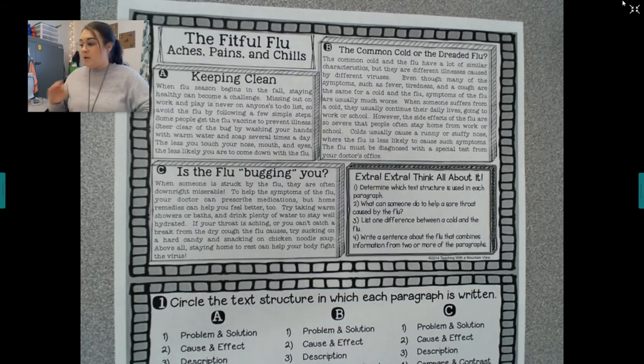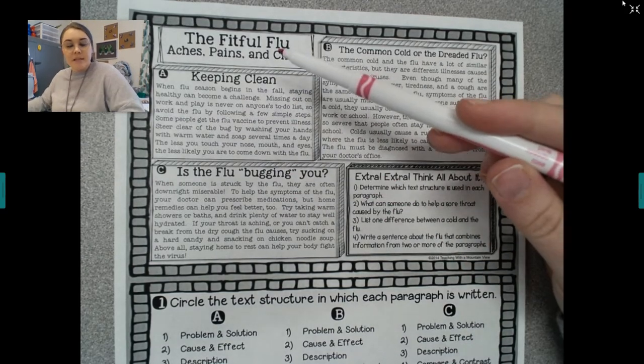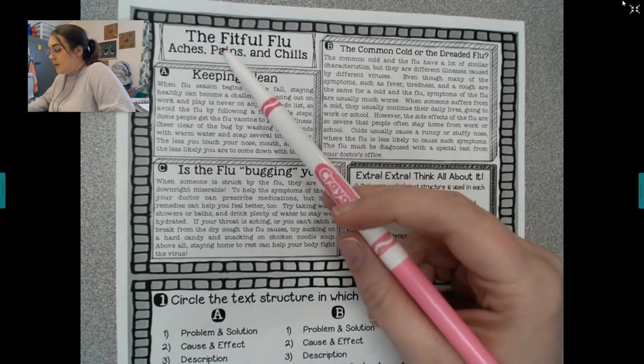You don't have to worry about any of the description, chronological sequence, compare and contrast we did yesterday. Only problem, solution, cause and effect. So let's go ahead and let's read this paragraph. Let me find my paper. Okay, we're going to read all three, A, B, and C. And the topic of our passages is the fitful flu.